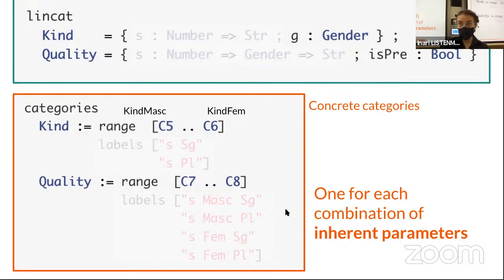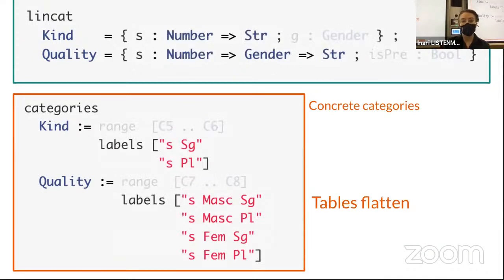So that's the parameters. And then we have also the table. And the tables, we can't have them either in the low-level format, so they just flatten into something called labels. So in this quality, it's a nested table, but in the concrete category, it's just flattened, like we just spell out everything like that. If you have questions at any time, just feel free to ask.